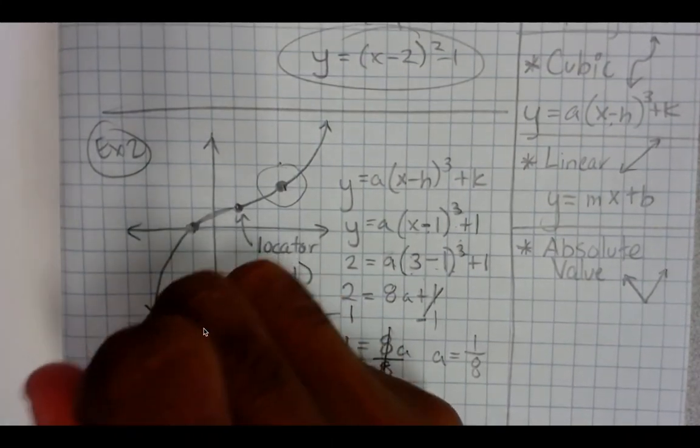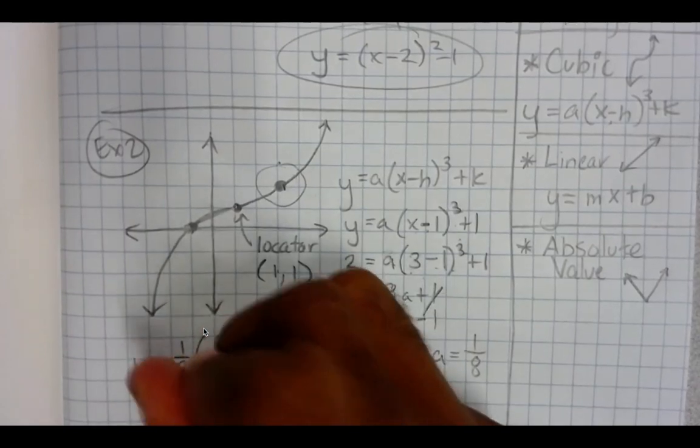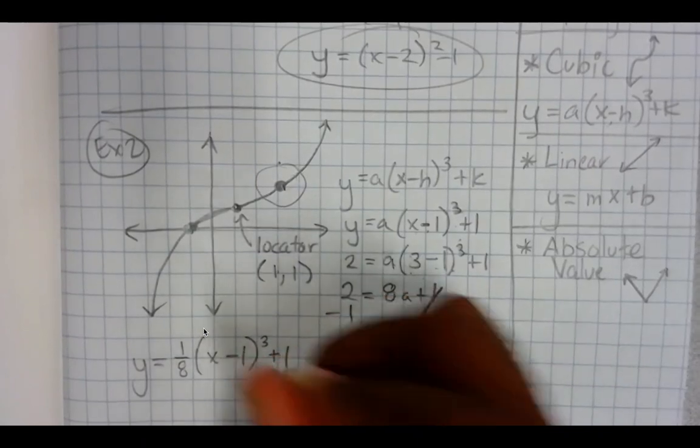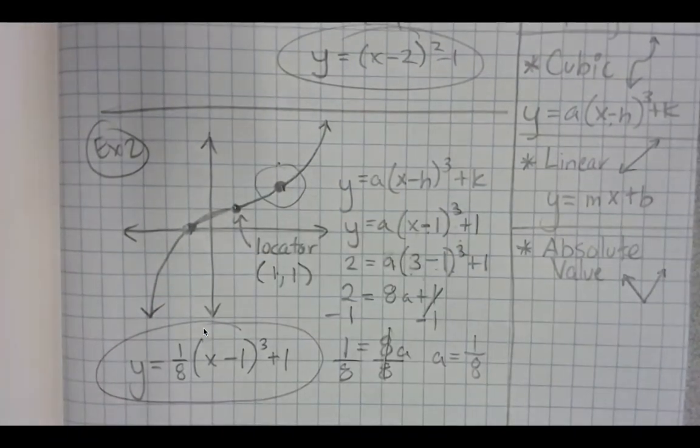So now the final equation is going to be 1/8 times x minus 1 cubed plus 1. And leave it as a fraction. Don't write that as a decimal. Always leave it as a fraction.